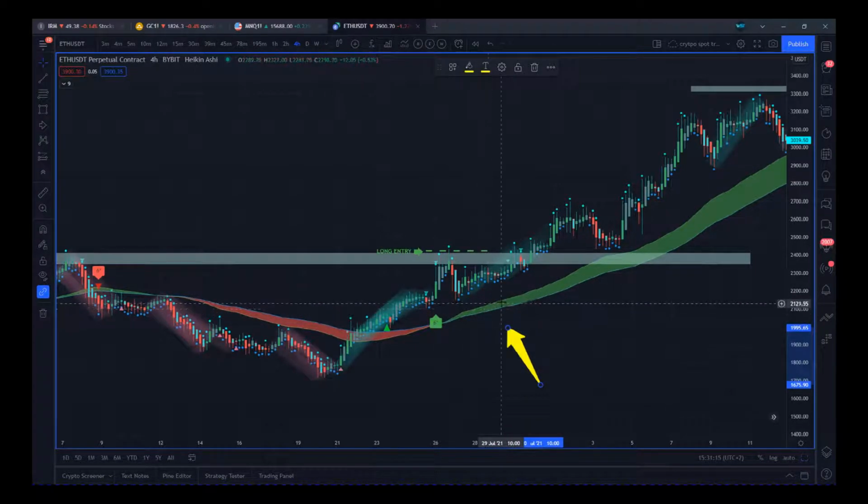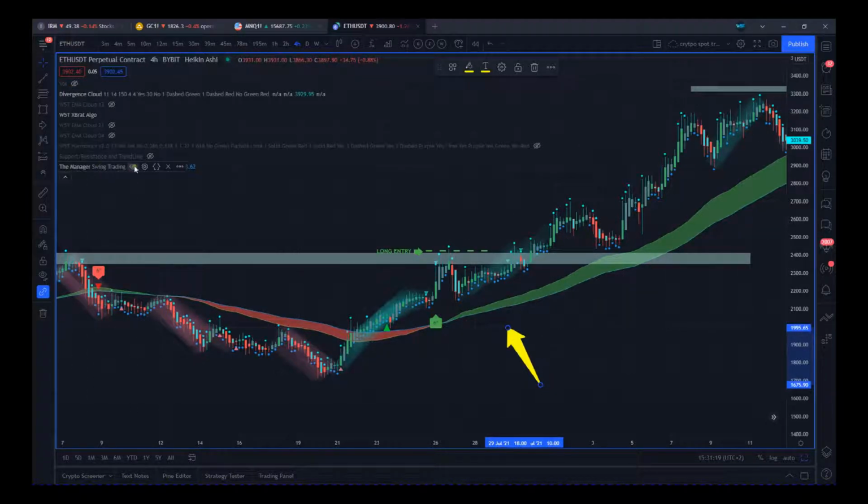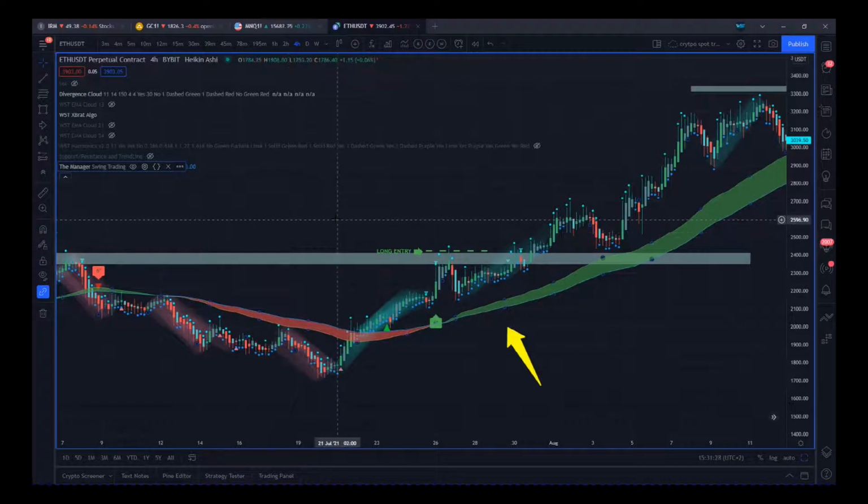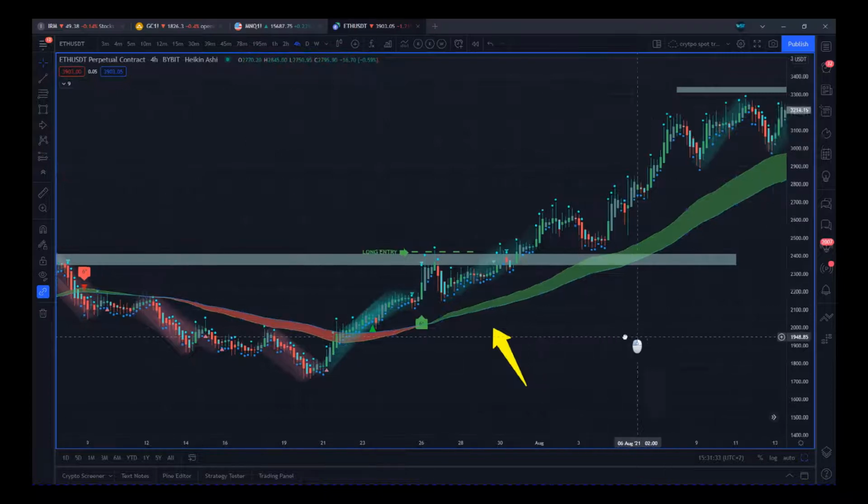So this cloud is saying this is bullish bias right now. It's on the swing trading settings. If I go into the manager here, you'll see it's on the swing trading. We can change those for day trading, aggressive, moderate and conservative as well. But that's on swing trading right now, because on the 4-hour you need to be swing trading. This is longer term holds. So we're in this trade.